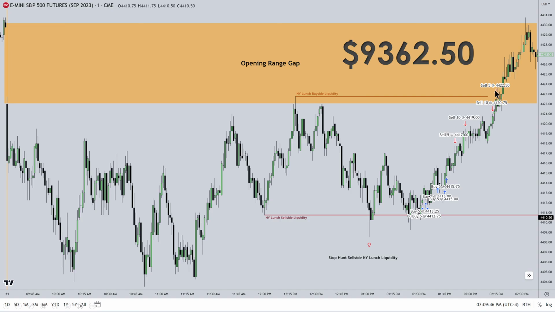42, 22 and a half. That's this high in here. I could have very easily had a runner run up in here and try to get one tick below the high of the opening range gap.